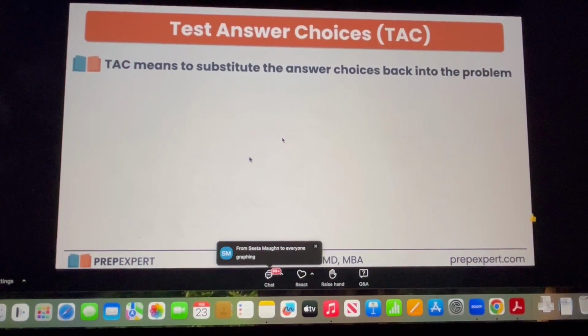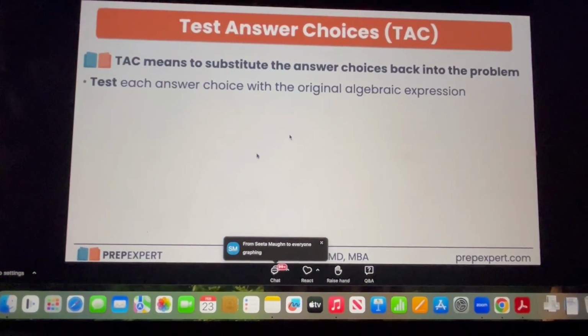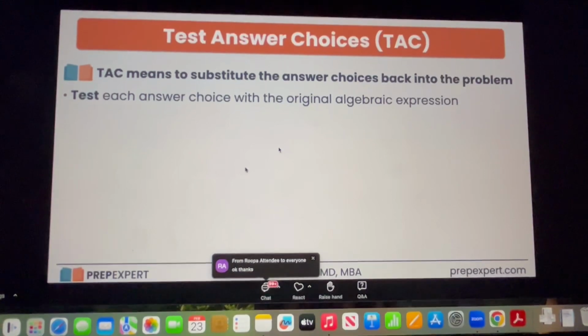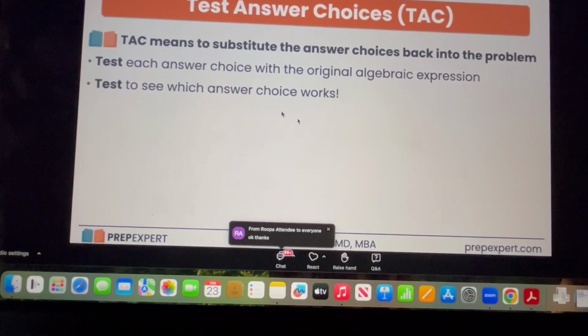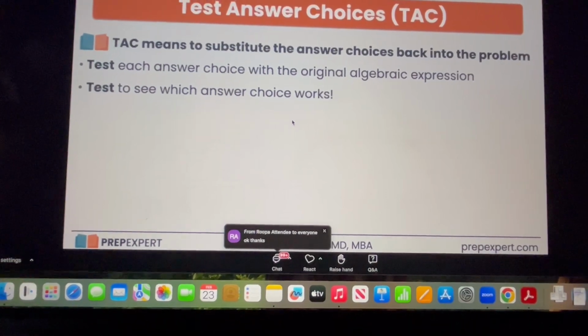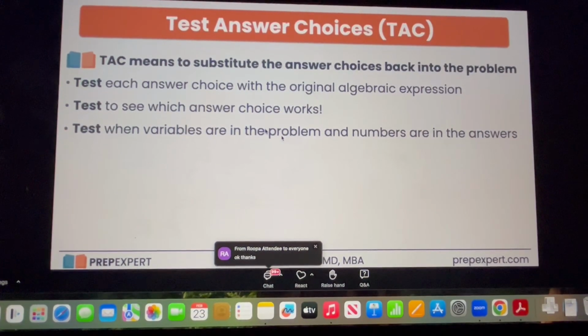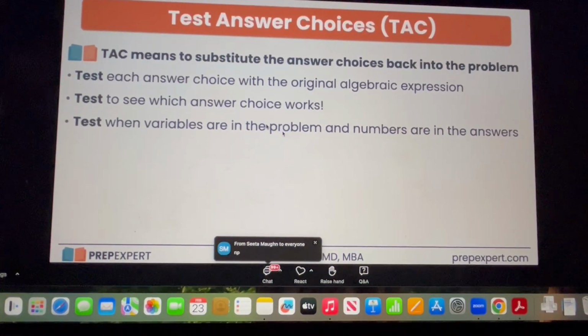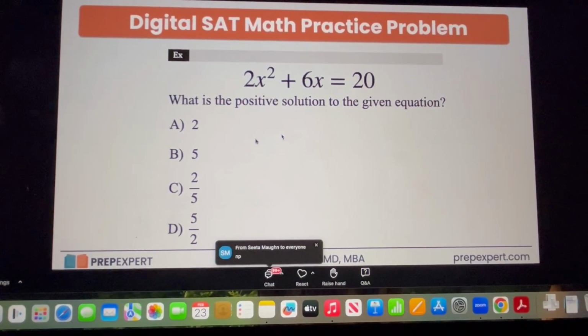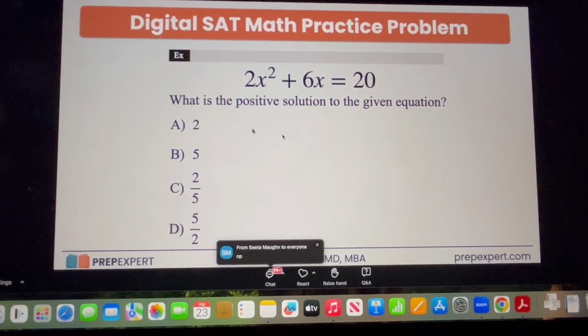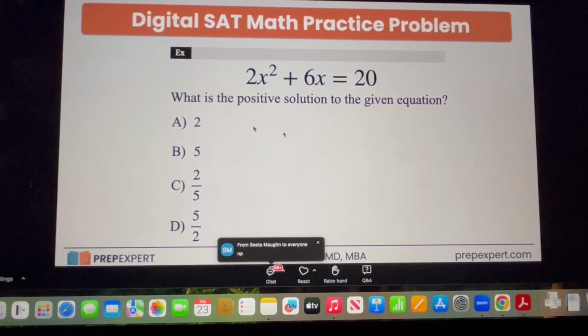So pay attention here. We're going to substitute the answer choices back into the problem. We're going to test each answer choice with the original algebraic expression. Test to see which answer choice works. Test when there are variables in the problem and numbers in the answers, all right? So what do you guys notice? There are variables in the problem, the x's, and numbers in the answer choices. So we can just test the answer choices.